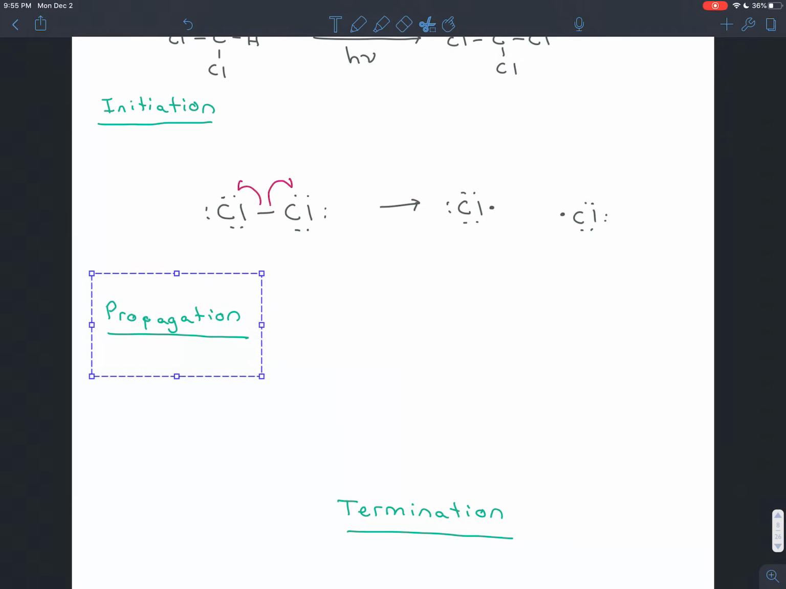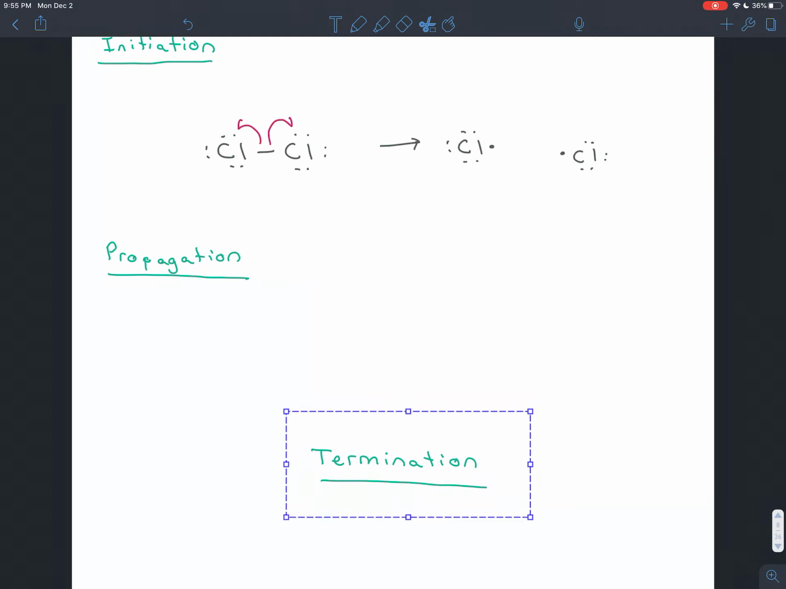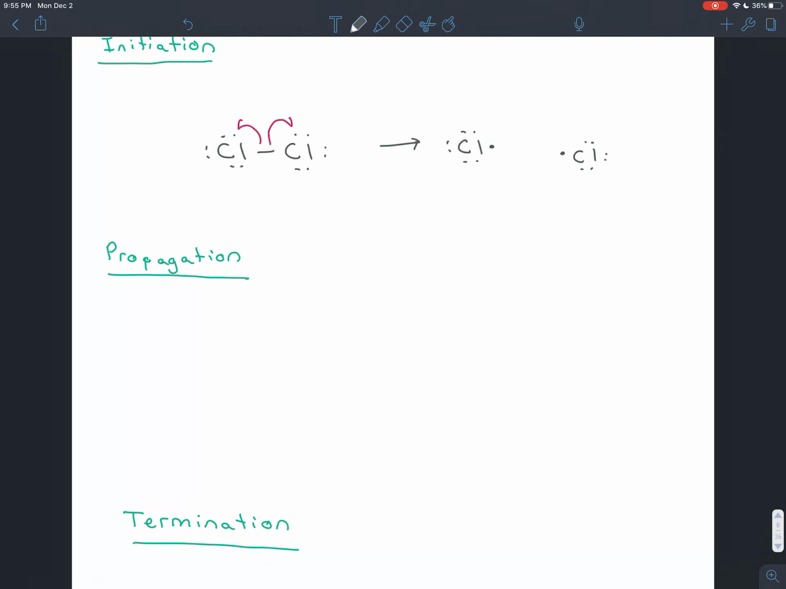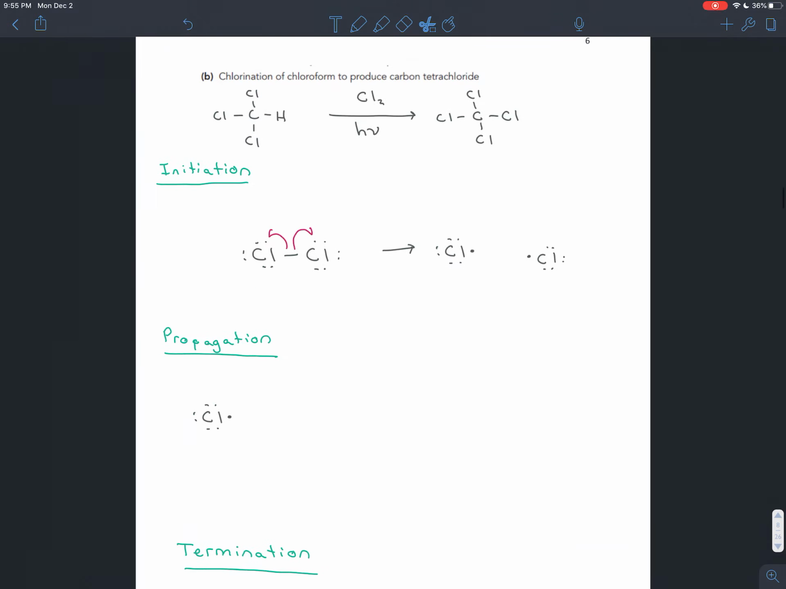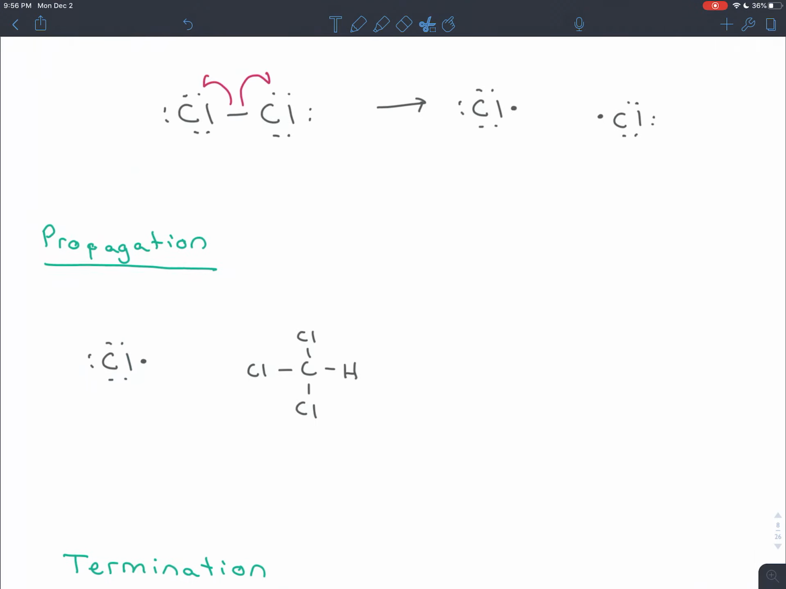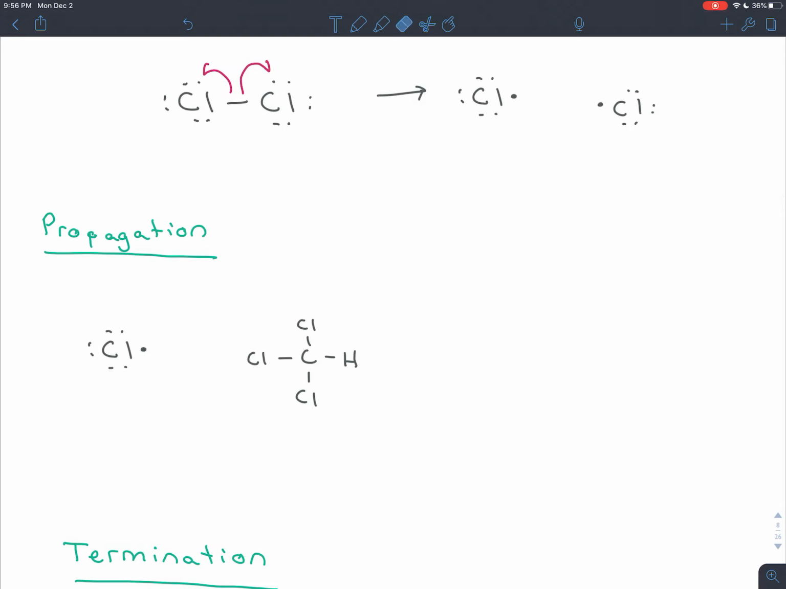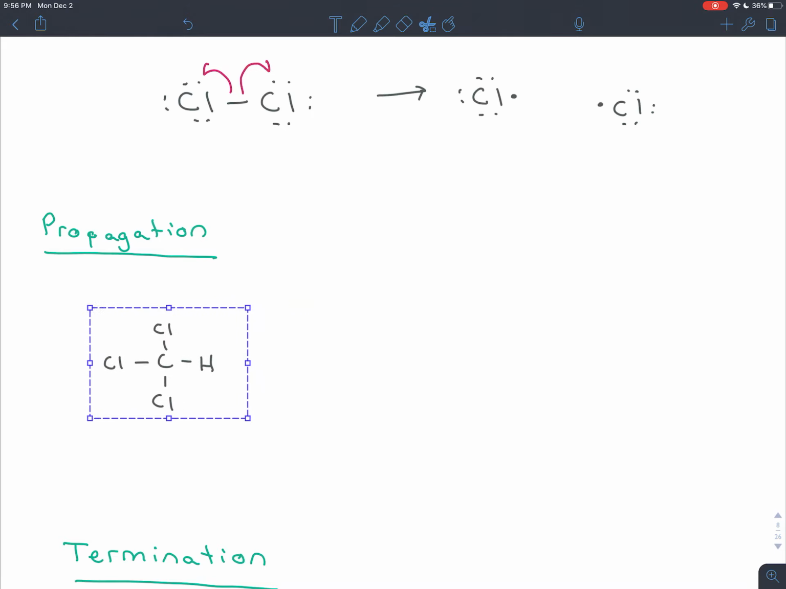So that's the beginning. How about the middle, propagation? In the propagation step, we take one of these radicals, it's going to be stabilized, but in the process we're going to make a new radical. The new radical that we'll make will be made out of this carbon chain that they're asking us to react with the chlorine. Now, actually, I'm going to replace this with the other one, just so the hydrogen and the chlorine are facing each other.